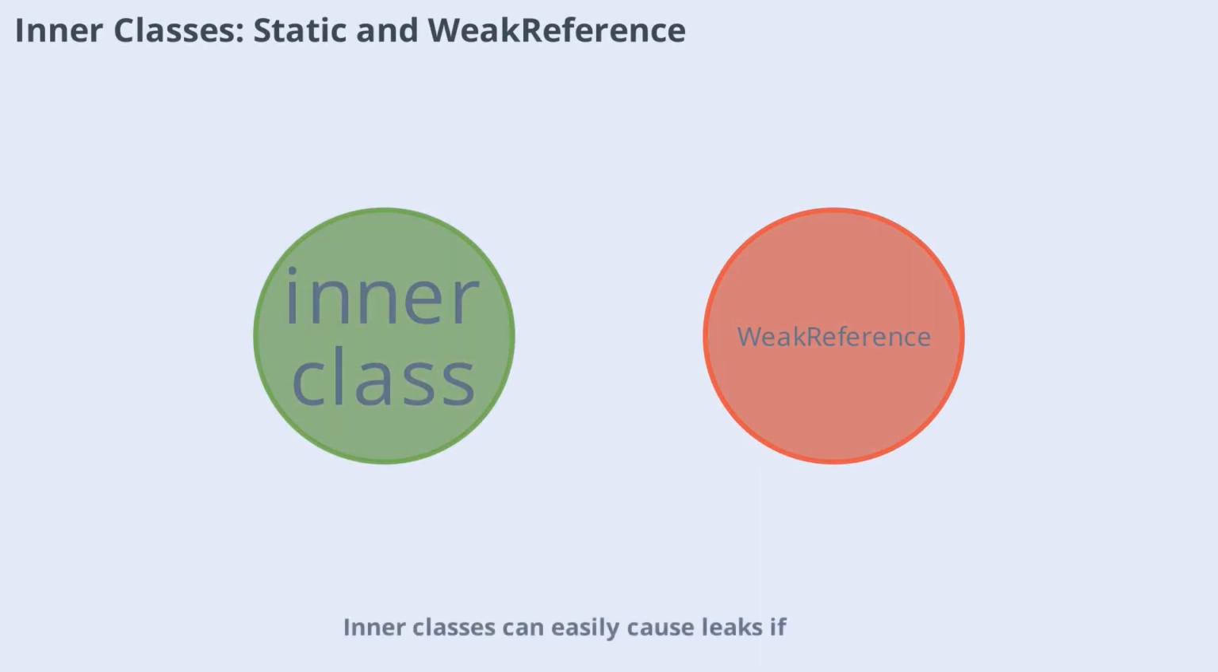Inner classes can easily cause leaks if they hold references to their parent activity. Make inner classes static to avoid implicit references. Use weak reference for any activity or view references, allowing the garbage collector to reclaim memory when needed. This approach keeps your app efficient and leak-free.